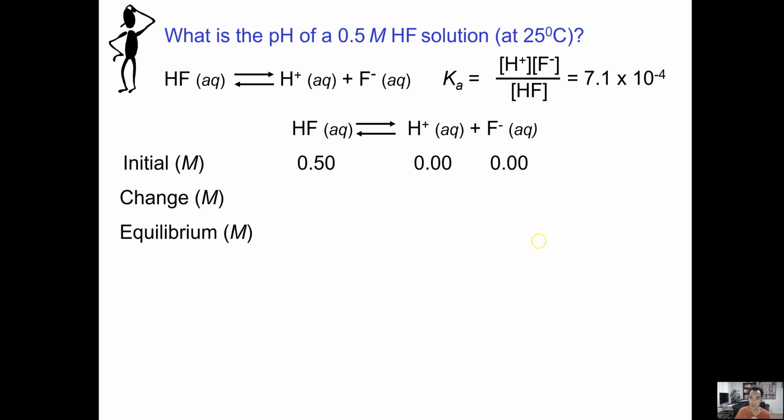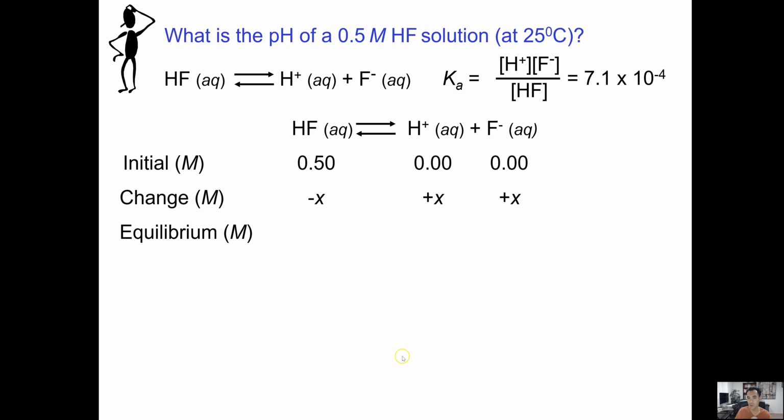Now at the change level, we're beginning to see a little bit of a shift. We don't know how much has changed, so we're going to represent it by a minus X. It's negative because we're losing some of that HF to produce some of the H plus and some of the F minus.